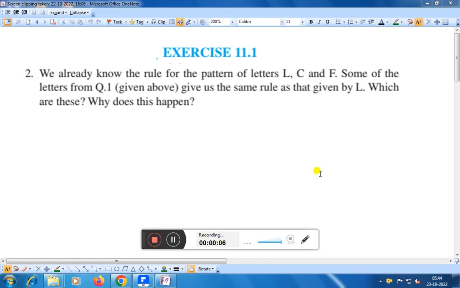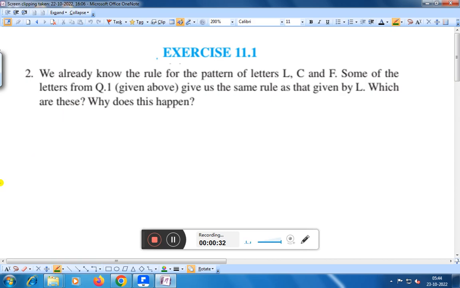We already know the rule for the pattern of letters L, C and F. Some of the letters from question 1 given above give us the same rule as that given by L. Which are these? Why does this happen? Right. The solution of this question is, let us find question number 1.